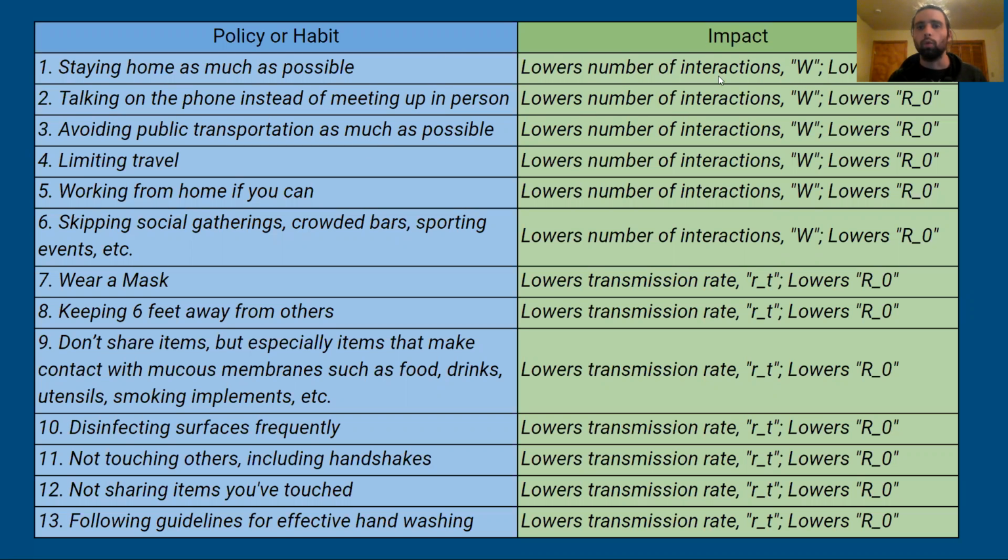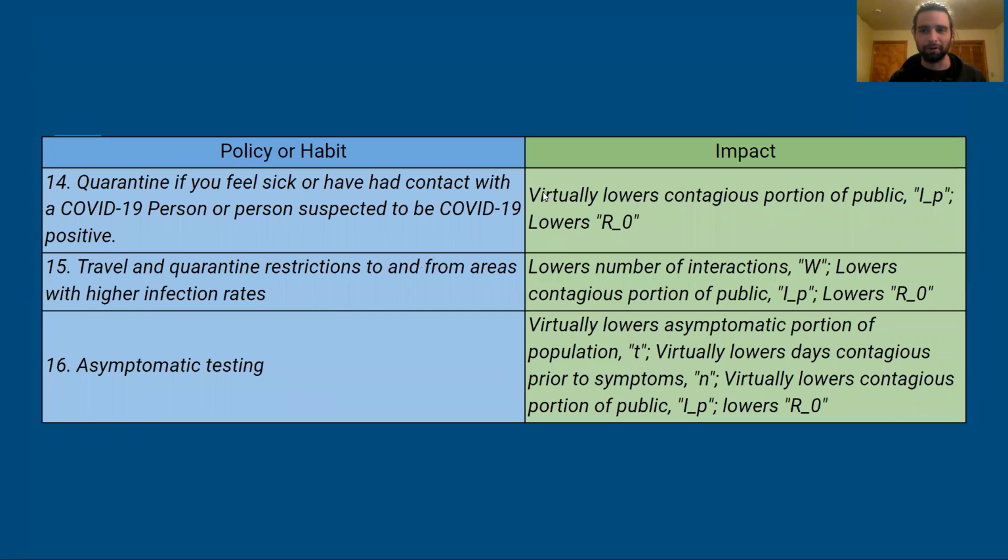And then I do talk about those policies or habits, and how those specific policies or behavioral shifts affect specific parameters, and how those parameters in turn affect the model. So I go through virtually every single policy or piece of advice you might have heard, maybe even some you hadn't. And I talk about, at least from a mathematical standpoint, how those affect the spread of the disease.